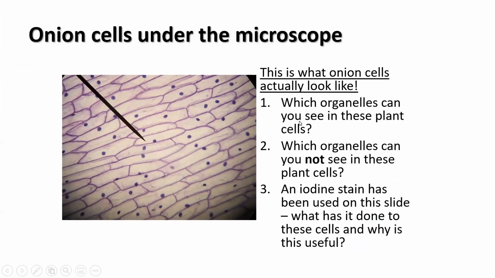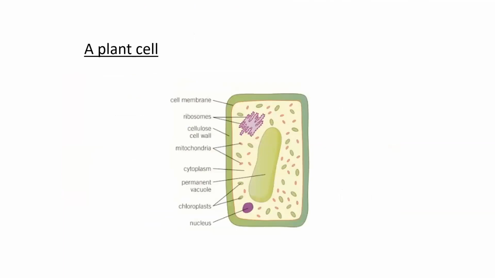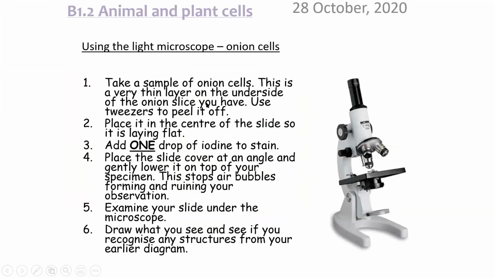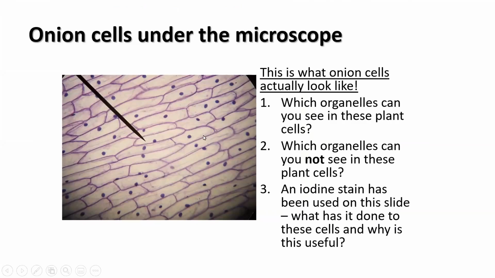So which organelles? Okay, so there's the word organelle. It means little organ. If you recall the organs in our body, like heart, liver, intestines, brain, in a cell the smaller parts that we saw earlier are called organelles. Okay, so onion is part of a plant. Anything you can really see is a nucleus. The only thing we can really see is a nucleus.